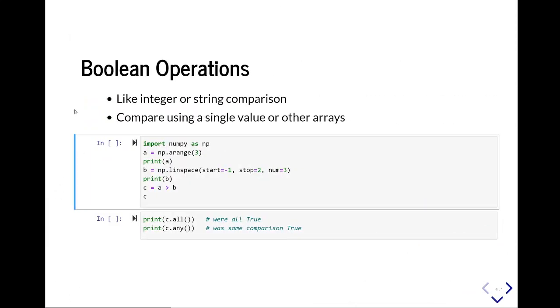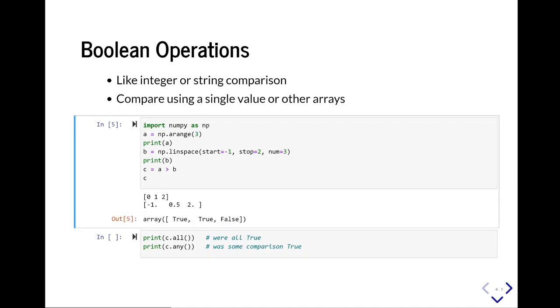Like integer or string comparisons, we can compare a single value or other arrays as well. So we can go ahead and use the greater than, less than, not equal to symbols. All those things you're used to when doing if statements. And although that's in the standard library, you can do it on NumPy arrays. So let's go ahead and create another two NumPy arrays, A and B, and then we can do a comparison between the two.